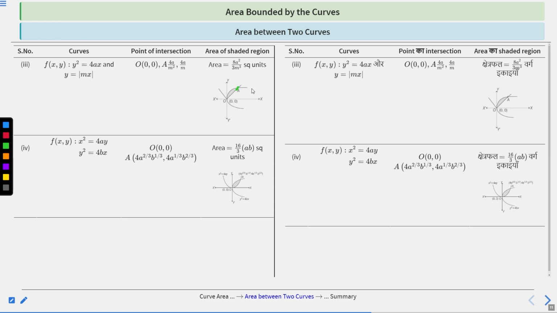Now, part 4. If you have the curve x square equal to 4by, this parabola, and y square equal to 4ax, the area between the two parabolas, right? So what will be the points of intersection? The points of intersection will be (0,0) and (4a to the power 1 by 3 into b to the power 2 by 3, 4a to the power 2 by 3 into b to the power 1 by 3). So the area of the shaded region between the two curves will be 16 by 3 ab square units, right? You have to remember 16 by 3 ab square units. Got it?